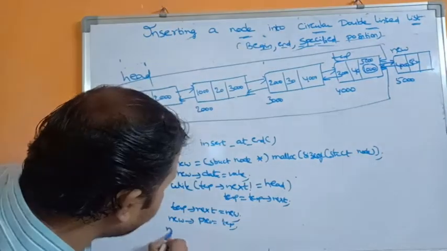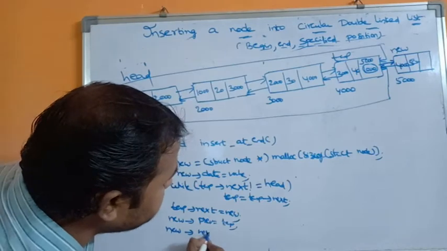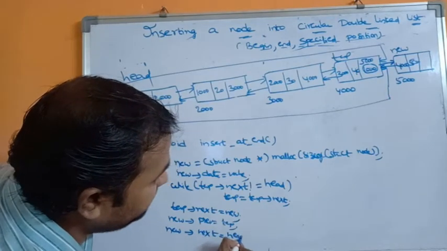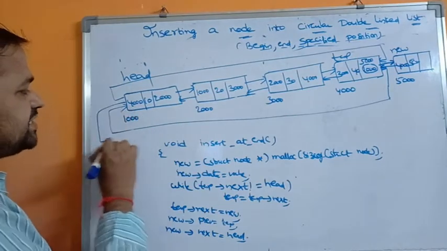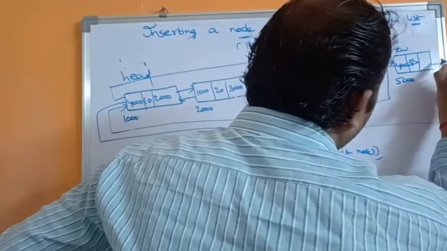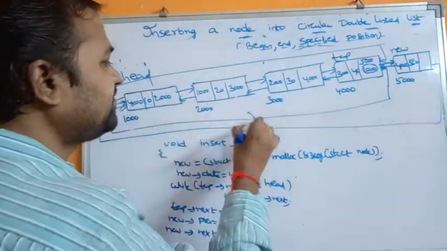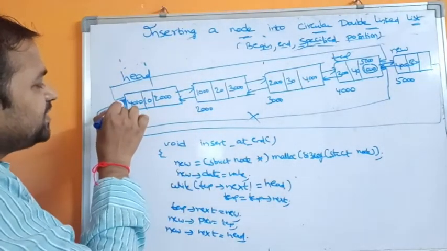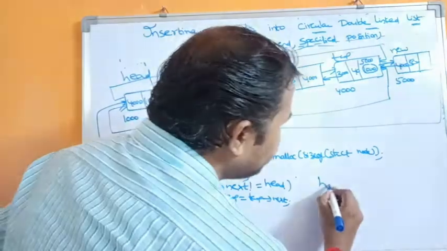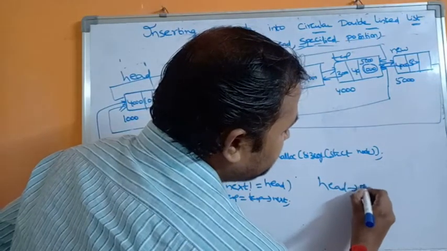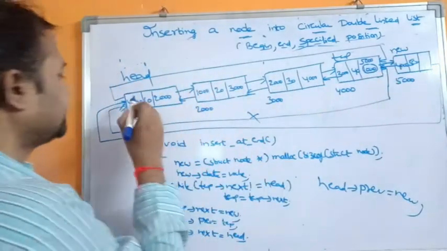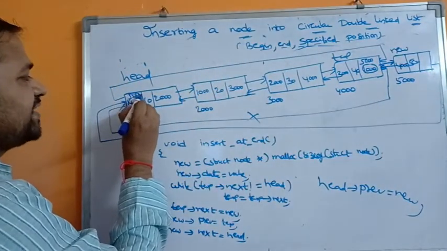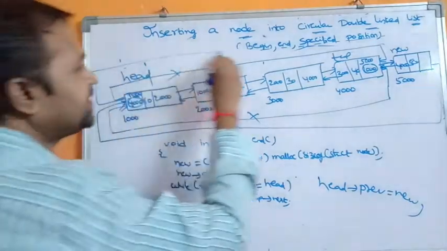We know that in a circular double linked list, the last node's next field always contains the address of the first node. Here the address of the first node is head, 1000. If you store 1000 here, then a link will be formed like this, as well as this link will be broken. And we know that head previous, the starting node's previous field, always contains the address of the last node. So head->pre = new. What is new? 5000. In place of 4000, if you store 5000, then this link will be broken and a new link will be established like this.